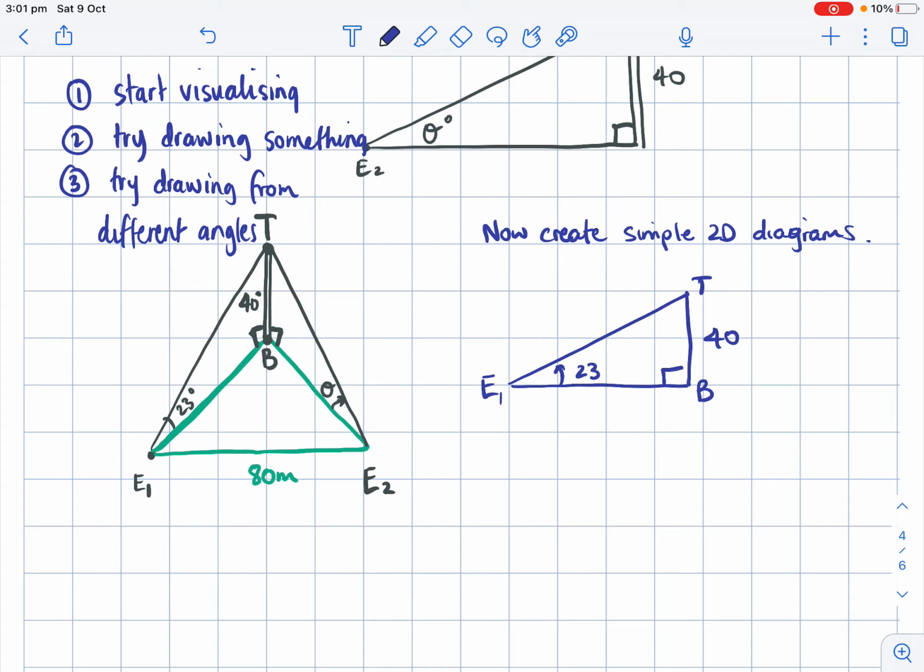Second diagram. We had Edwina straight south of the base of the building. So now if Edwina was straight south of the base, that was where she was at the start. And then she went east 80 metres to the second point. And this point is a bird's eye view.